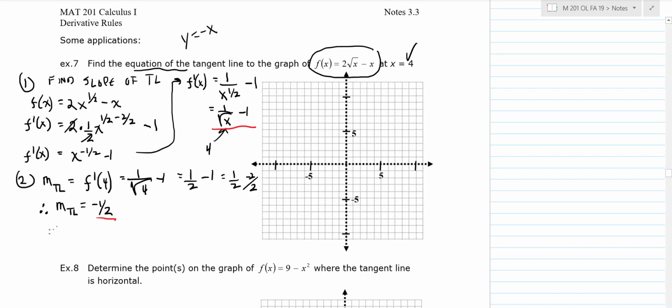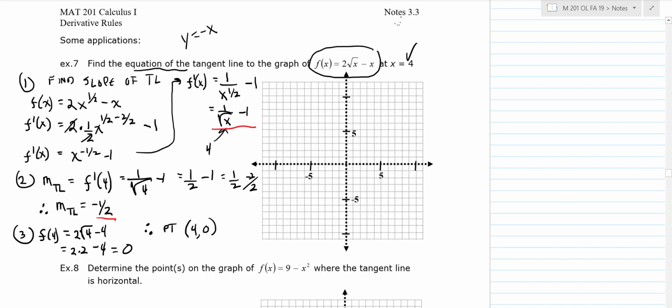Okay, so really the third thing that you need to do is you need to evaluate the function. So we need to find a point on this graph. So what we're going to do is we're going to find f of 4. So we're going to plug into the function. So we get 2 times the square root of 4 minus 4. That's 2 times 2 minus 4. So that's 0. So therefore, what we have is we have a point (4, 0). And the 0 kind of makes this a little bit easier to deal with then.